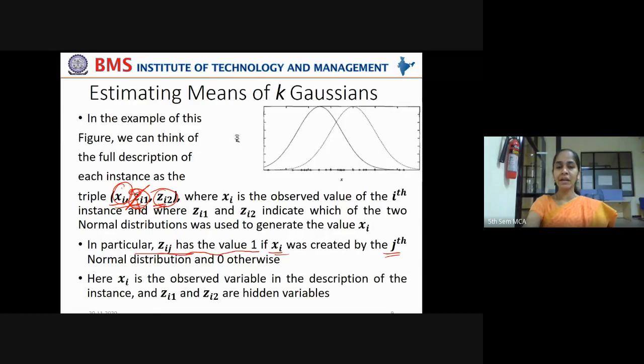This is the triple you are trying to find out now. Here, xi is the observed variable. Xi is observed in the description of the instance, and zi1 and zi2 are hidden variables. We don't know from which normal distribution, whether it is zi1 or zi2, that xi has been drawn. Now, because xi is known, by learning the distribution of xi, we can guess whether it has been generated by zi1 or zi2.